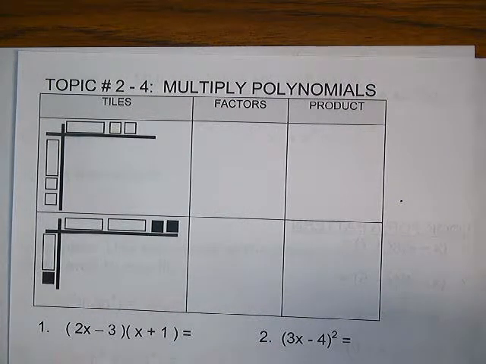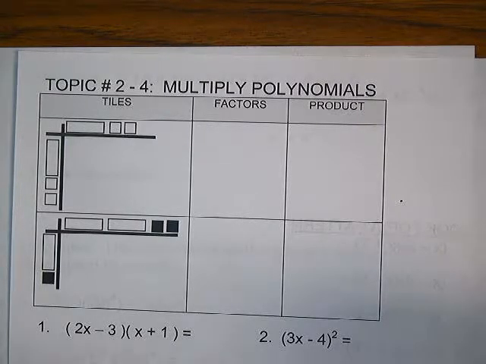Topic 2-4, multiplying polynomials. We're going to learn something called the box method and how to multiply binomials times binomials. A binomial has two terms. A binomial times a trinomial is something with two terms times something with three terms. And in order to do that, we're going to use a method called the box method.